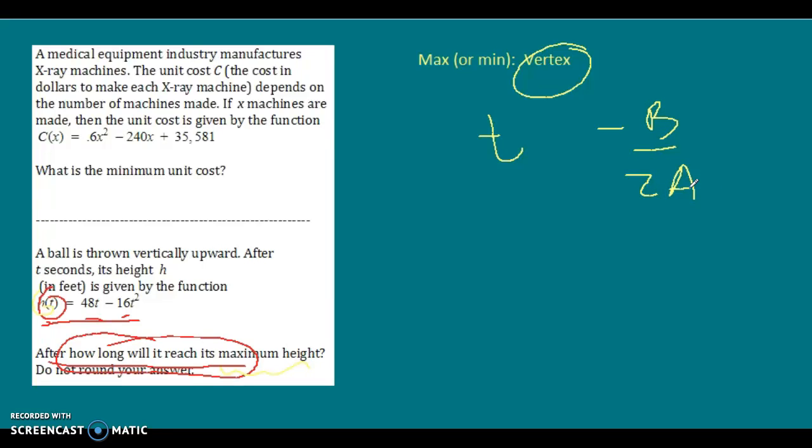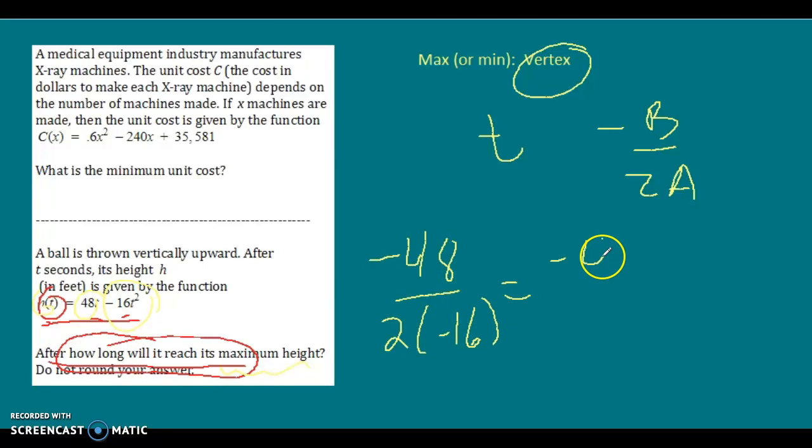This particular problem has the added twist of putting the a value second, because a is always what's in front of x squared, or in this case t squared. So the maximum height will occur at what's normally the x value of the vertex, which will be the opposite of b, so negative 48 over 2a, over 2 times negative 16. And if you put all this stuff in your calculator correctly, you should get an answer of 1.5.